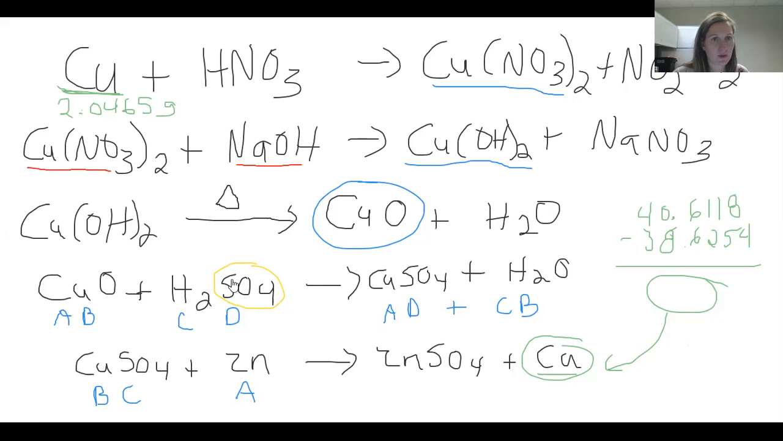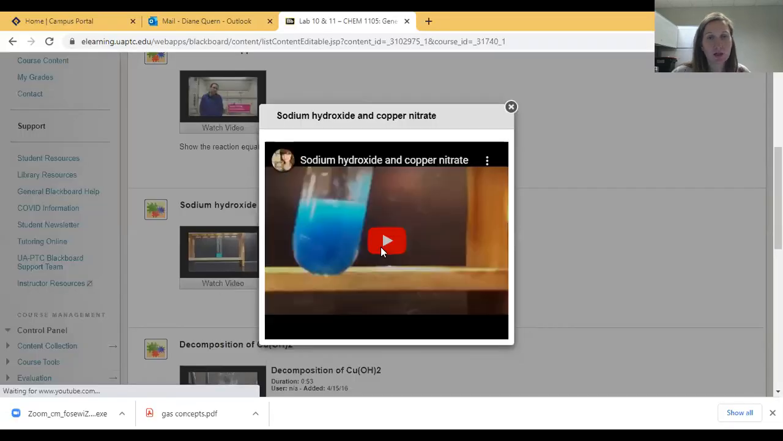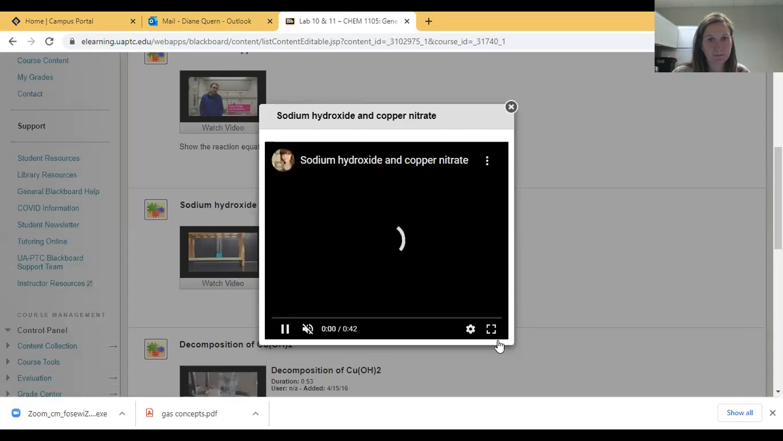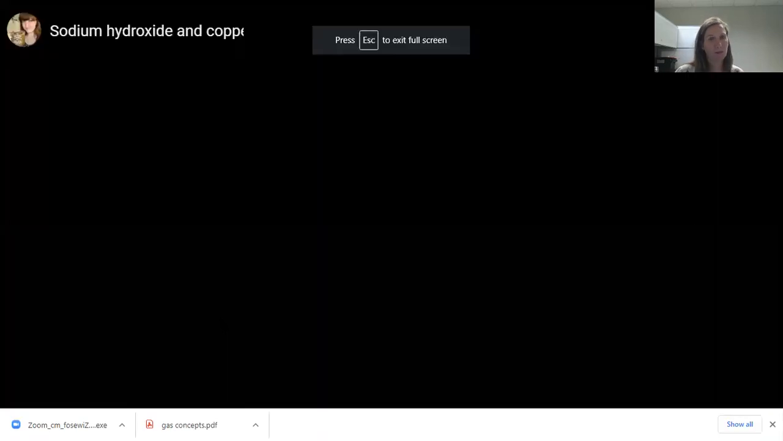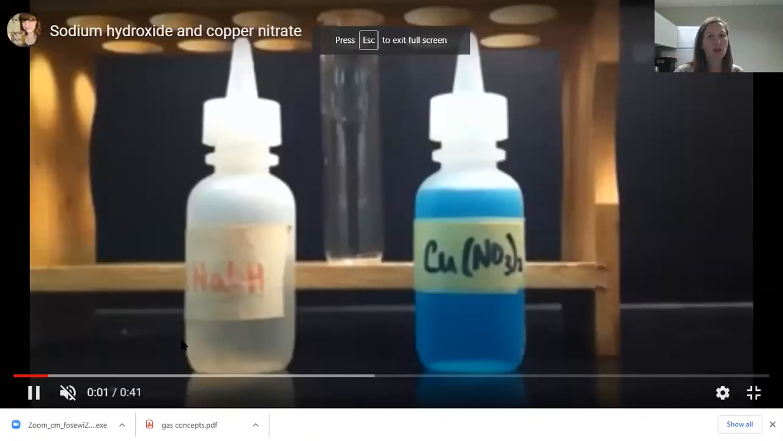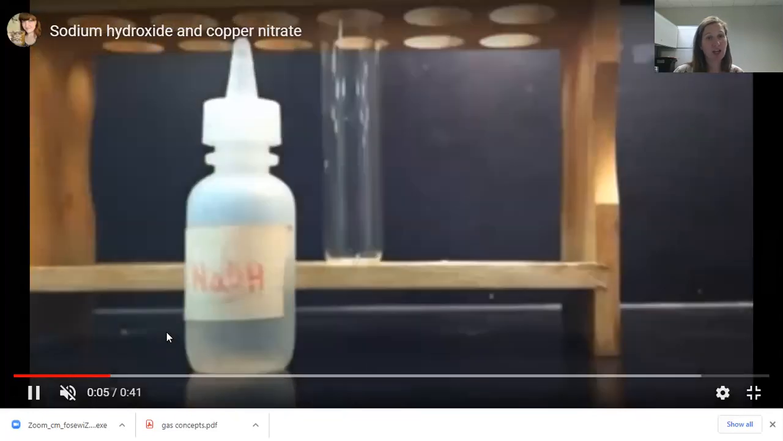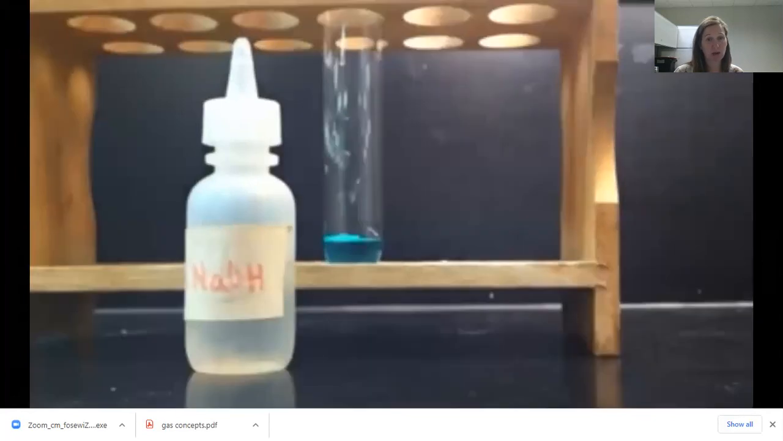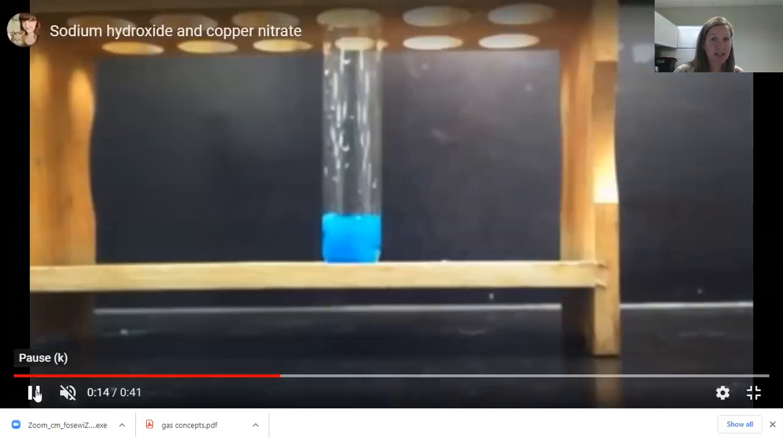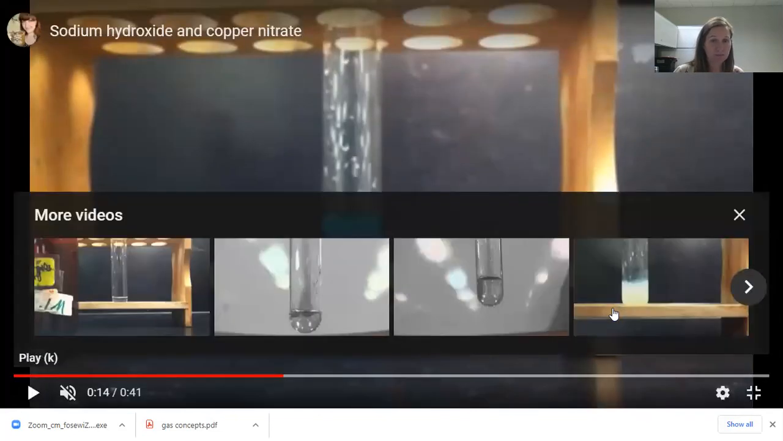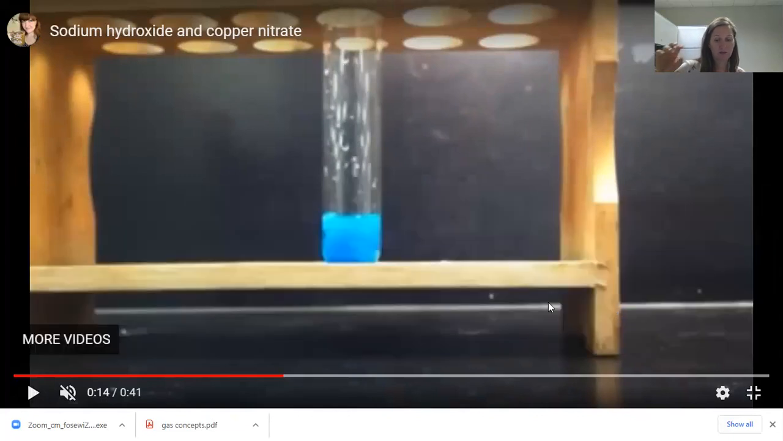Sodium hydroxide with copper nitrate. So we start with, there we go. You can see that clear blue copper nitrate, and I want you to take note that it is clear. It's not cloudy at all. You can see through it. Now when we go and add the sodium hydroxide, notice it immediately gets cloudy. So you can see it's starting to get cloudy.